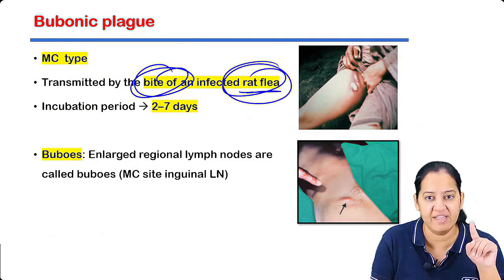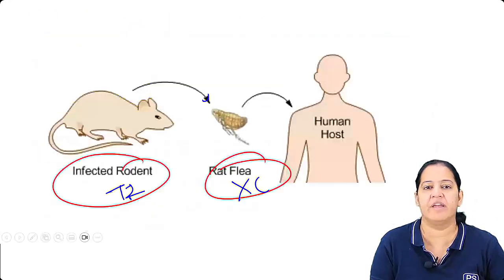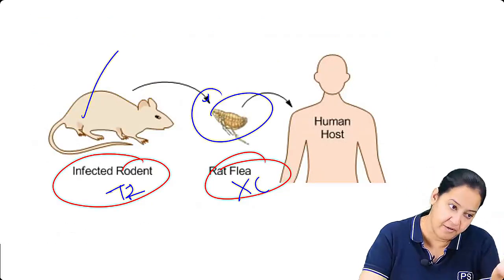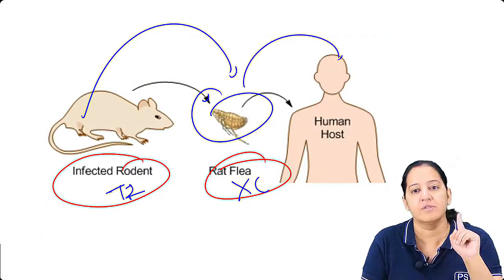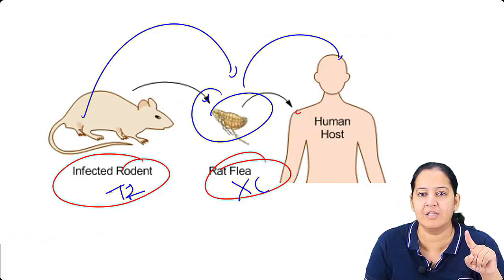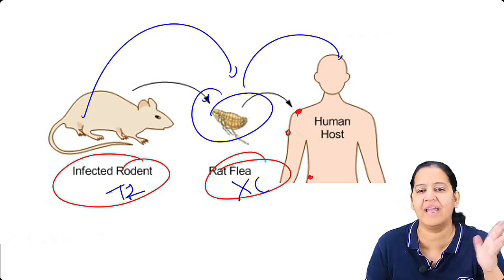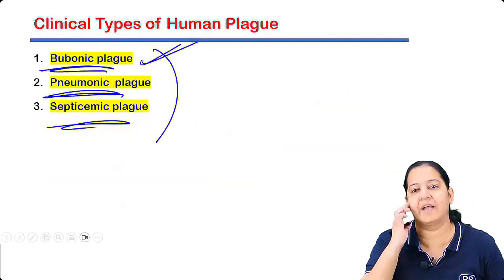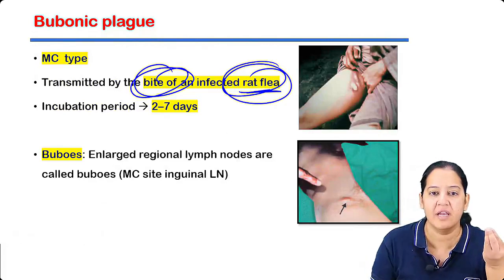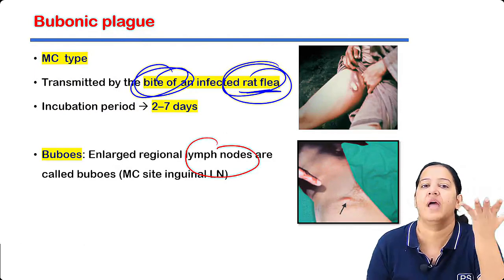The rat flea takes the blood from the rodent and then bites a human. So just suppose it is biting here, or biting anywhere. The point where it is biting, the lymph node of that point will get enlarged, and it is known as bubo.